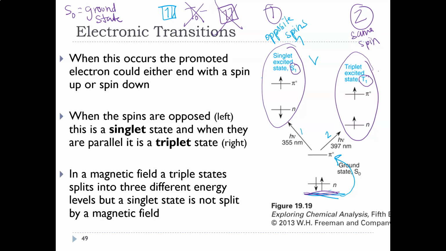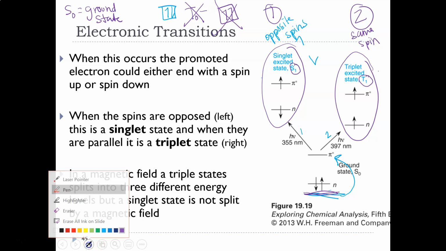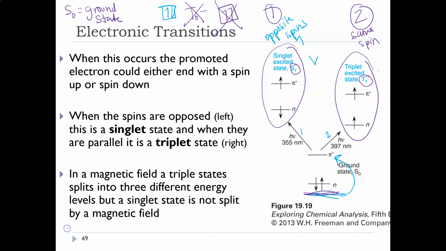Something else to mention while we're on this picture, and I'm going to go through it in the next slide: I've got little numbers right here. Those numbers are wavelengths, the wavelengths of light necessary to make this excited state happen. For the singlet state, 355 nanometers or lower wavelength, because the lower the wavelength, the higher the energy, is necessary to make a singlet, and to make a triplet, 397 nanometers. So this is a higher energy.